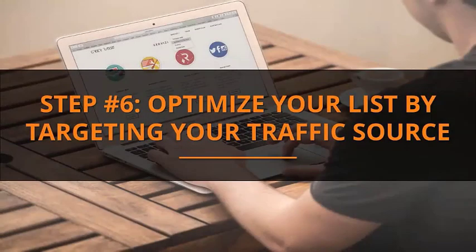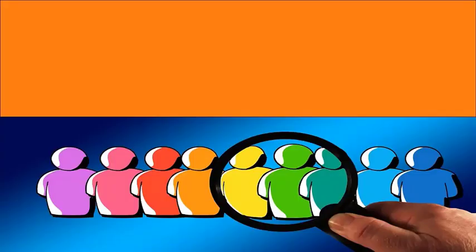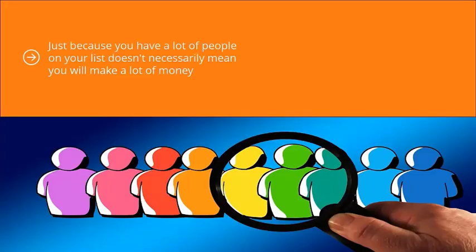Step number 6. Optimize your list by targeting your traffic source. Just because you have a lot of people on your list doesn't necessarily mean you will make a lot of money. There are a lot of list marketers with huge bloated lists who are struggling. The reason is that they made the all too common mistake of assuming that the more the merrier. That's not going to cut it in modern email marketing.